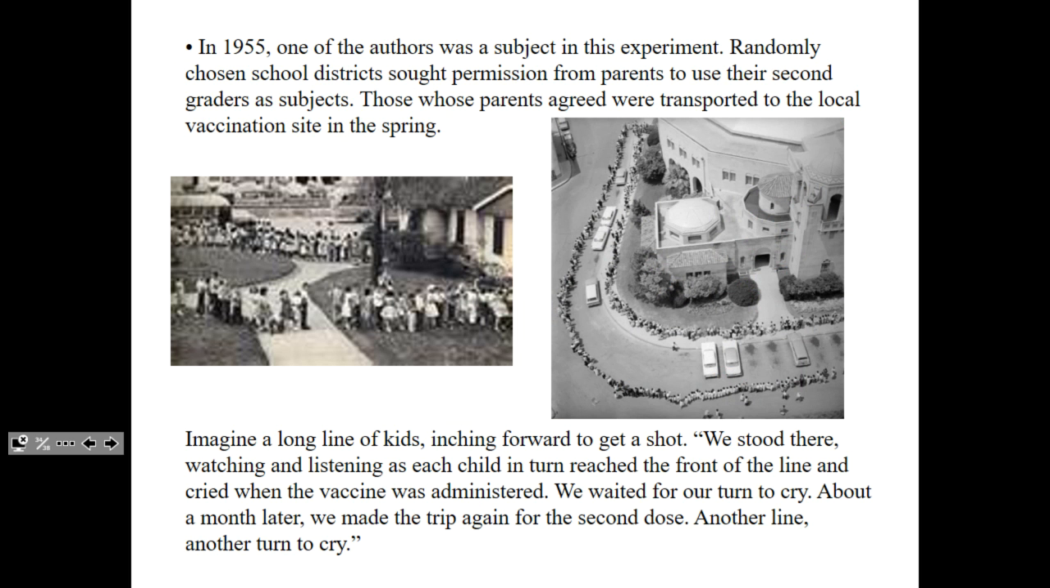Now, in 1955, one of the authors was actually in the experiment. School districts sought permission from parents to use second graders as subjects. Parents who agreed were taken to the local vaccination site in the spring. So there was a long line of kids inching forward to get a shot.